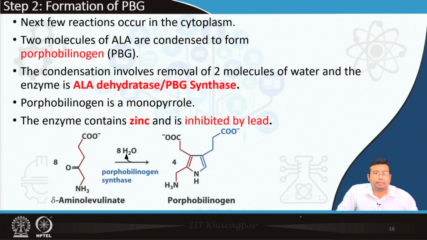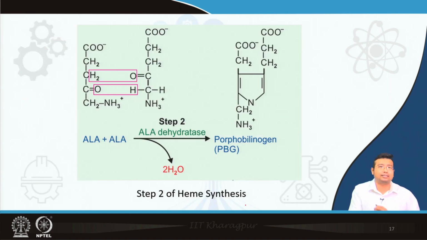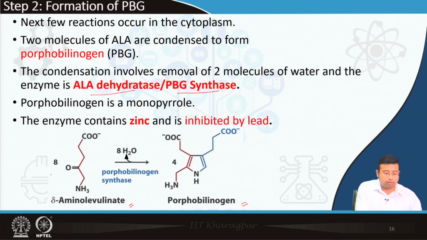In the second step, 2 molecules of delta aminolevulinic acid join together, acted upon by a dehydratase enzyme. This enzyme has multiple names: we can call it ALA dehydratase depending on its action on the substrate, or name it depending on the product it forms, that is porphobilinogen synthase. It is the same thing and leads to the formation of porphobilinogen.